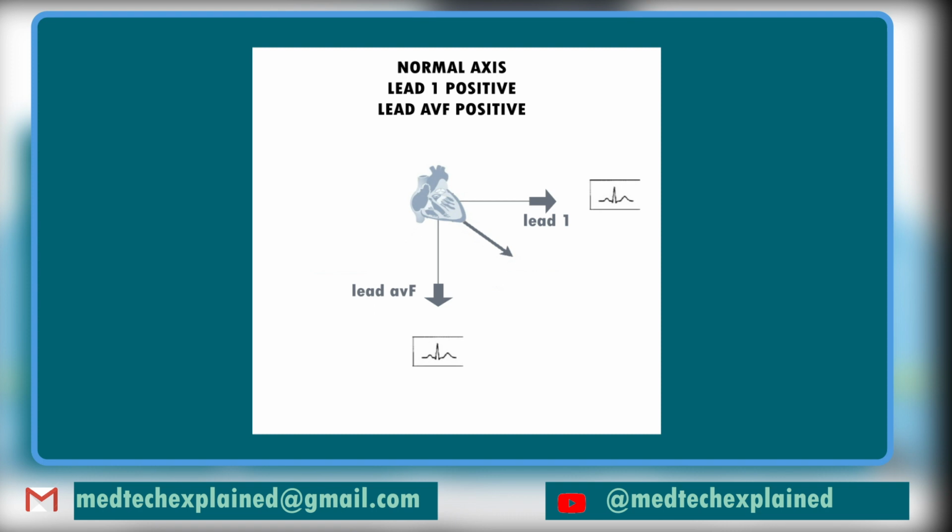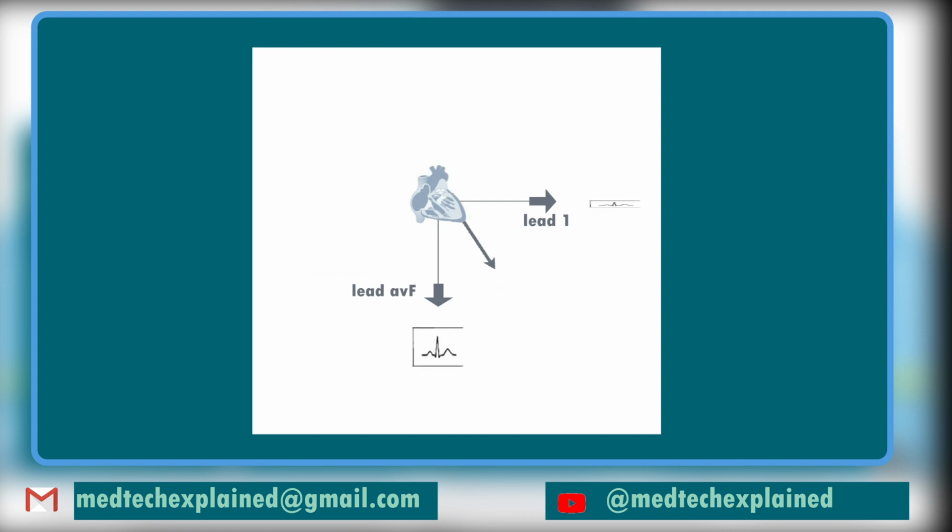Now let's see examples of abnormal heart axis. In conditions that increase the size of the right ventricle, such as pulmonary hypertension, the axis of the heart shifts to the right, and this is called right axis deviation. But what does this even mean?